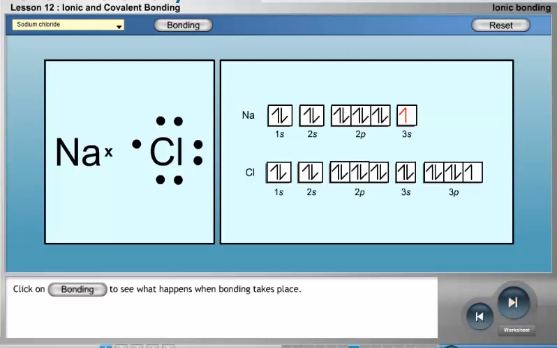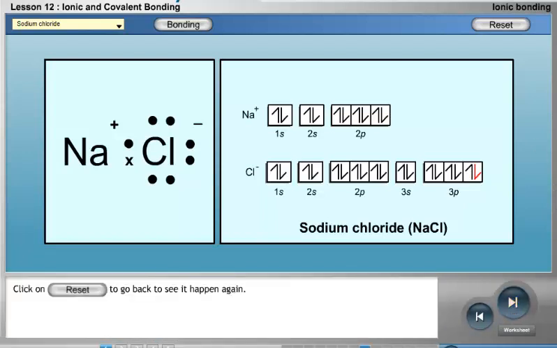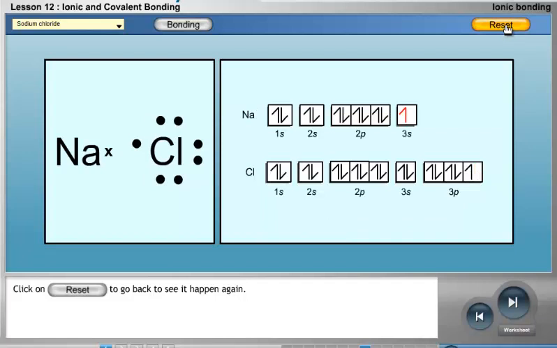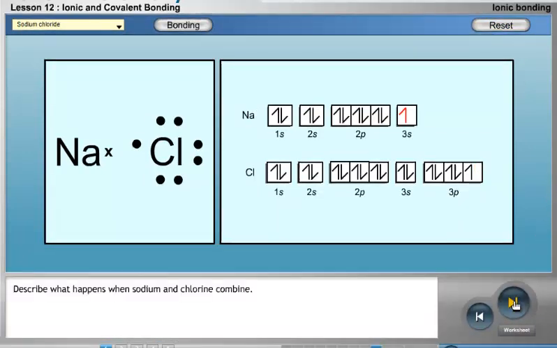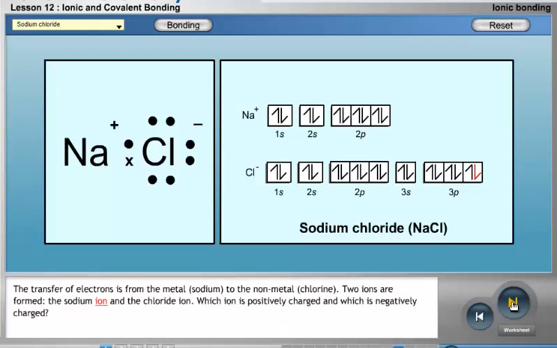Click on bonding to see what happens when bonding takes place. Click on reset to go back to see it happen again. Describe what happens when sodium and chlorine combine. Answer: one electron is completely transferred from the sodium atom to the chlorine atom. The transfer of electrons is from the metal, sodium, to the non-metal, chlorine.